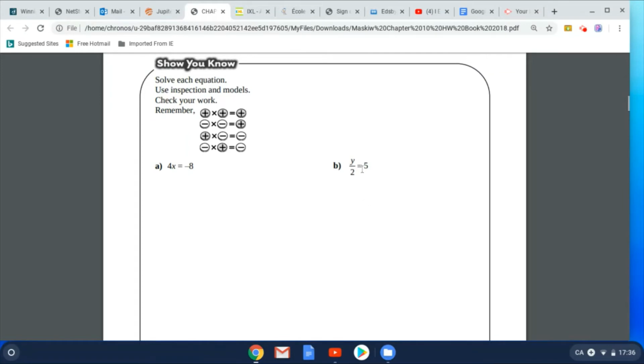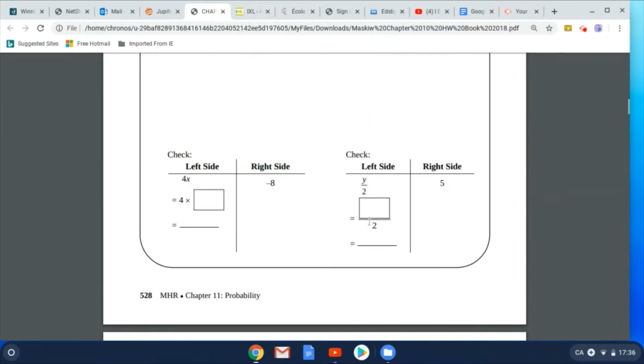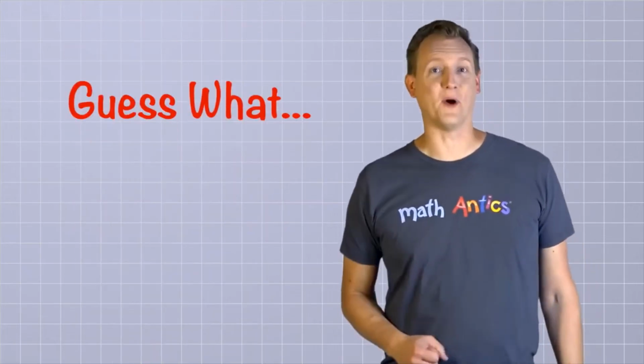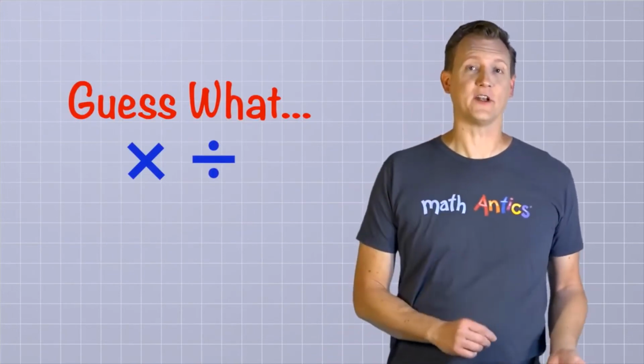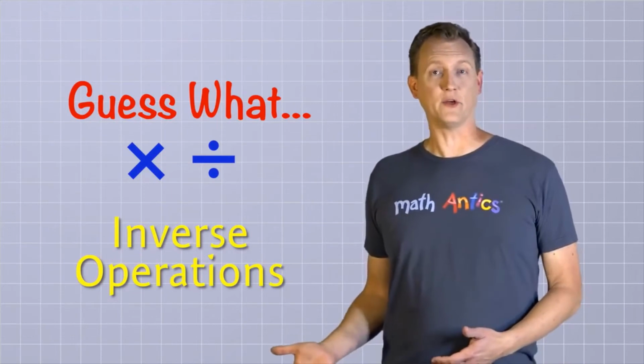On the other side, I've got something divided by 2 is 5. Well, that's easy enough. I know it's 10. And if I go down here and check 10 divided by 2, sure enough, it's 5. Well, guess what? Multiplication and division are also inverse operations, so we can use them to undo each other too.